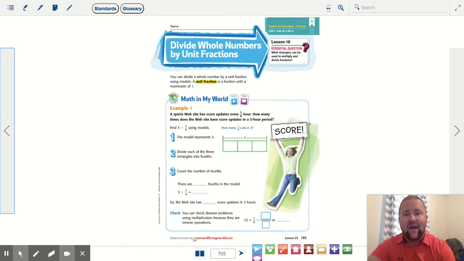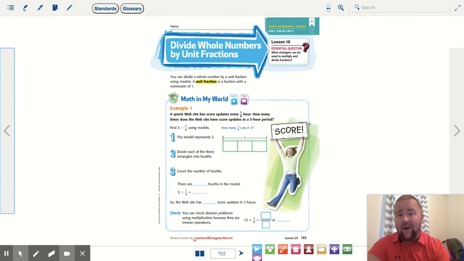Today, we're going to be doing some division with fractions. We're going to be dividing whole numbers by unit fractions, and we're going to be dividing unit fractions by whole numbers. So we're going to be covering two topics, but they are very similar to one another, so I thought it'd be a great idea to put them together into just one video.